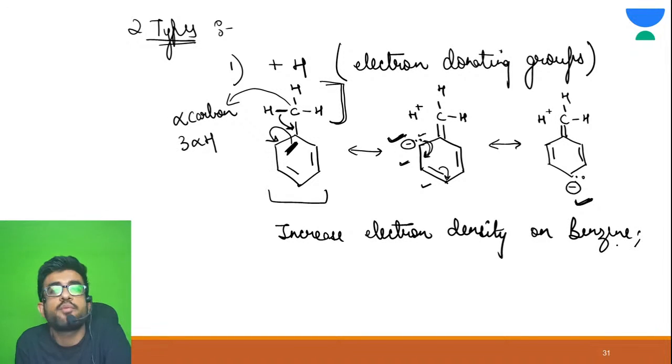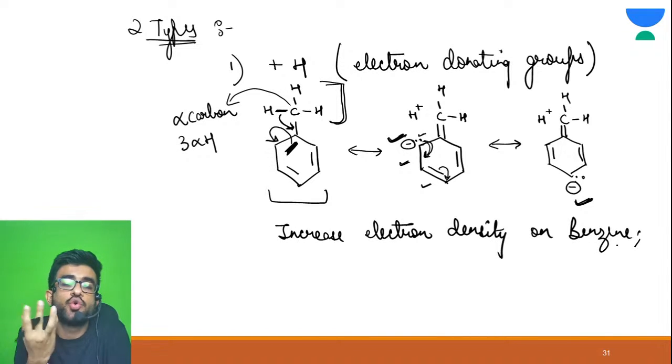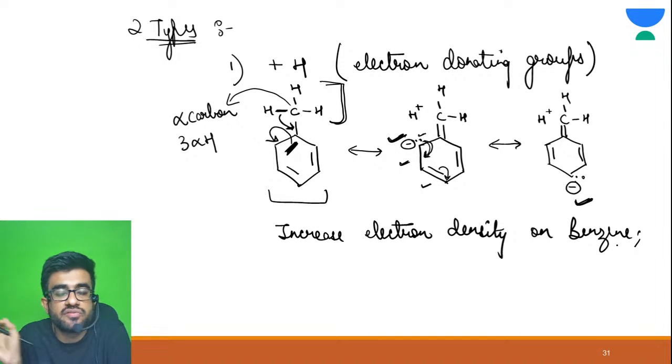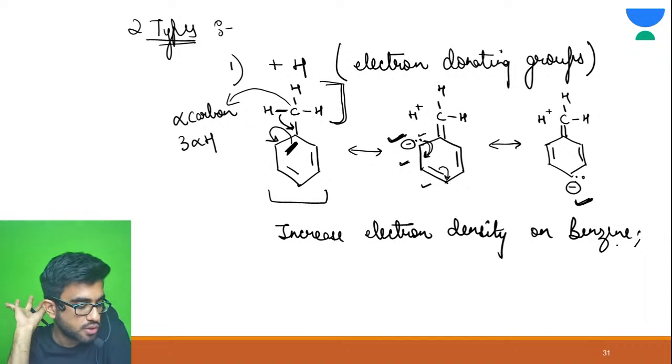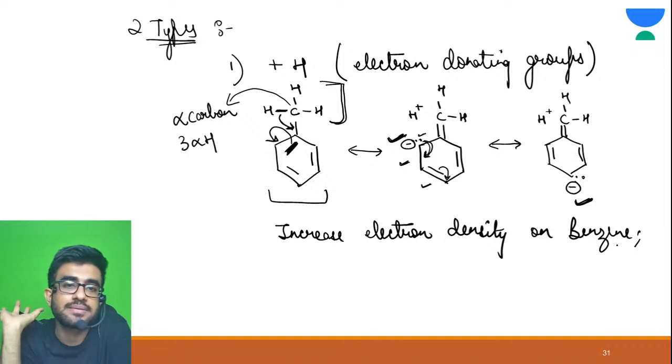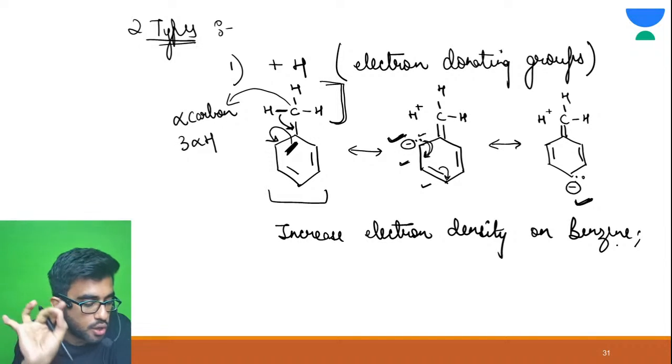Are you getting my point? Is this much clear to all of you? These are electron donating groups. Electron donating increases electron density on benzene. This much clear to all of you? Plus H means electron donating.